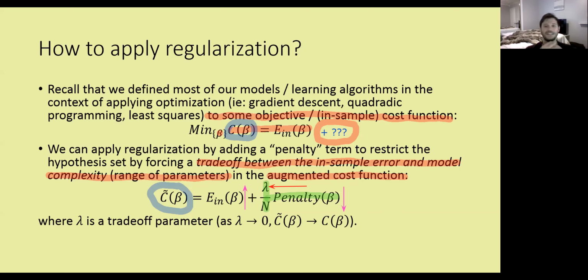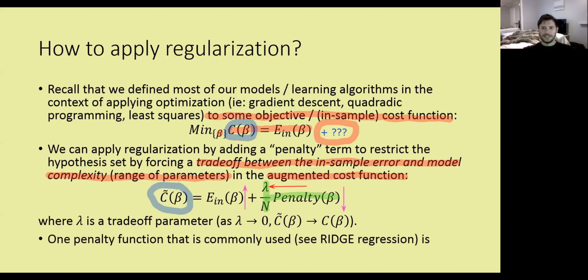There are many different forms you can use, but one penalty function that is very commonly used in a technique known as ridge regression is taking the sum of the squared betas as the penalty, which is really that beta vector dot product with itself, beta transpose times beta, if beta is a column vector here. So that's what we're looking at. This is our penalty term.